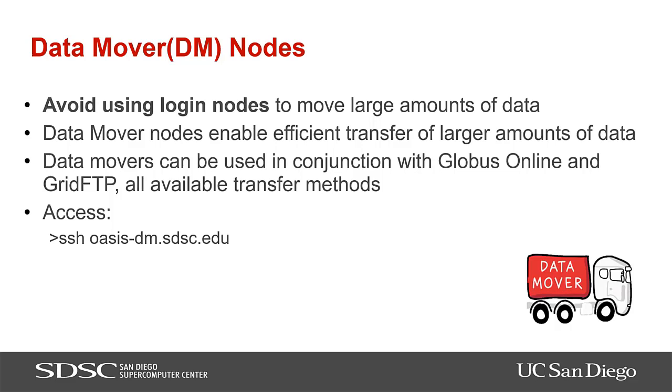Since we know that we're not supposed to use login nodes for any compute or IO intensive work, and the IO intensive work of course includes moving large amounts of data, we have 4 data mover nodes, and they're there specifically to help you transfer data back and forth. The data mover nodes can be used with all the tools that I'm going to discuss further. You can access the data mover nodes at oasis-dm.sdsc.edu. I think that name might change, but at this time, it's load balanced so that it'll round robin to one of the 4 nodes.